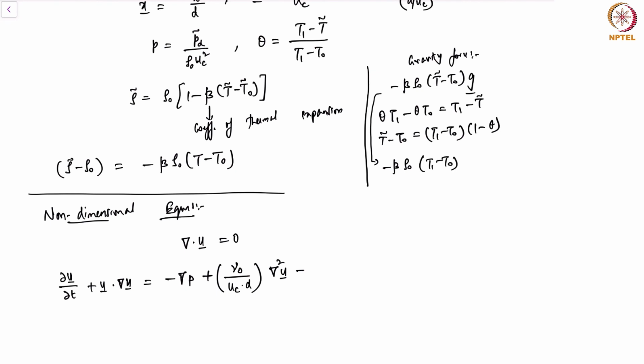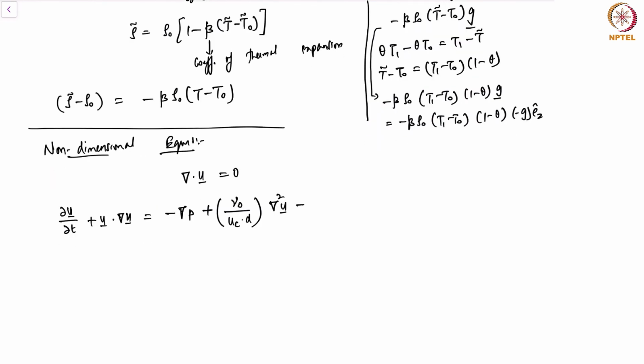This is a vector g, that is 1 minus theta times the vector g, and this essentially becomes minus beta rho naught t1 minus t0 1 minus theta. This gravity becomes minus g Ez.